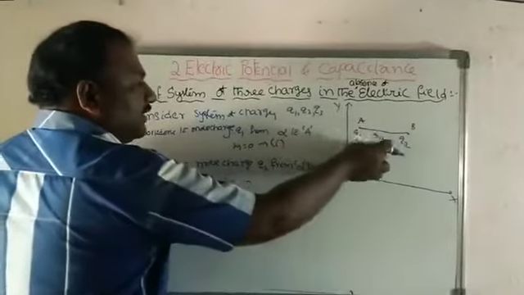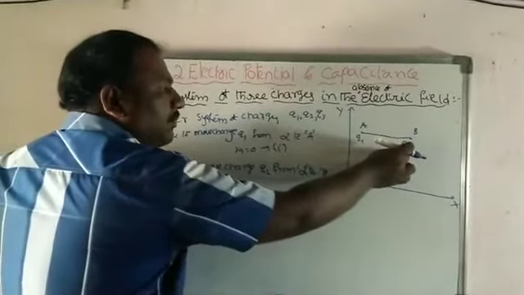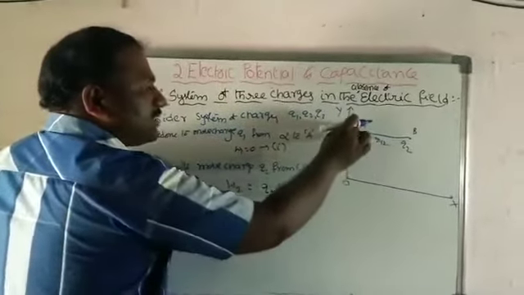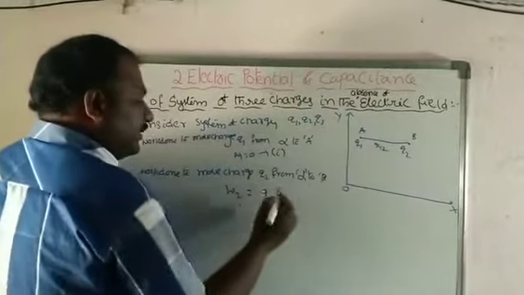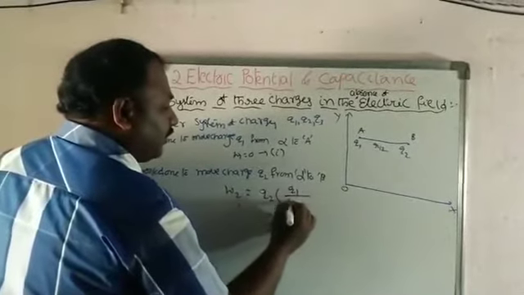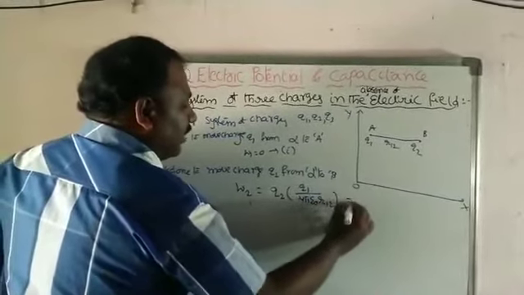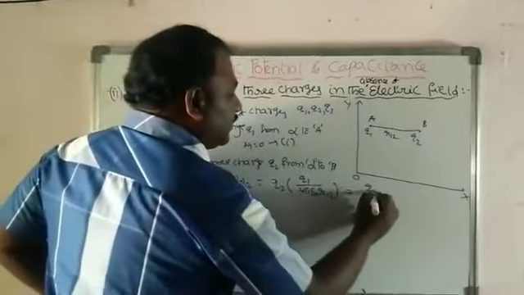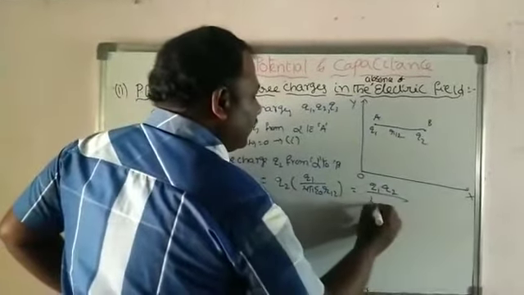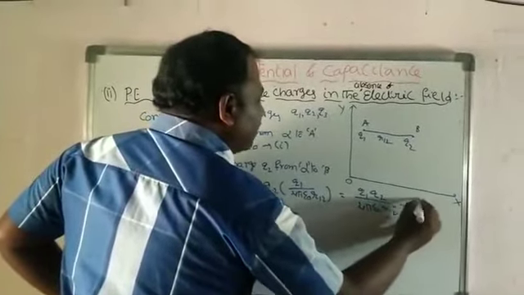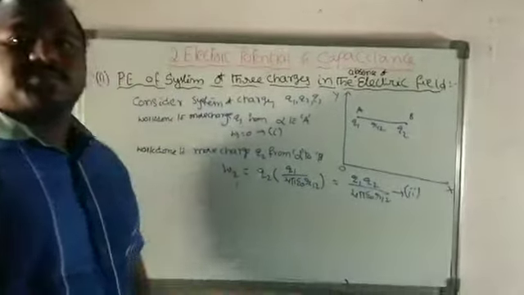W2 is nothing but bringing charge Q2 into the potential due to the charge Q1, that is Q1 by 4 pi epsilon naught R12. Now W2 can be taken as Q1 Q2 by 4 pi epsilon naught R12. This is equation 2.